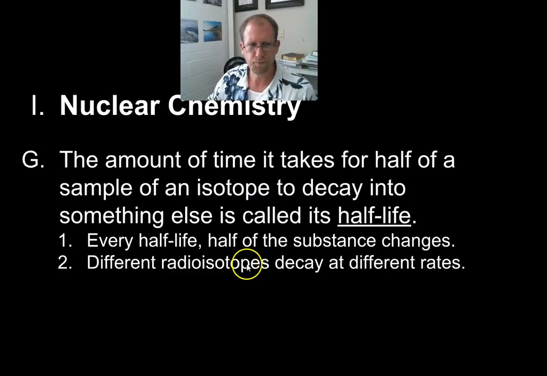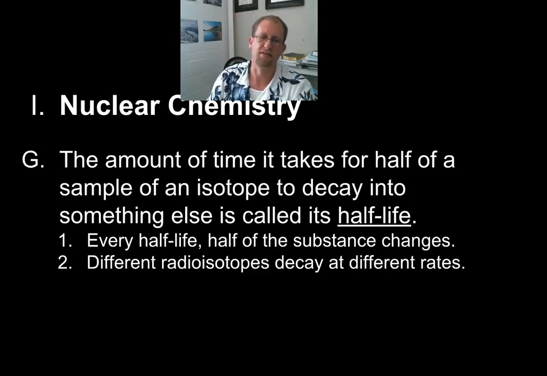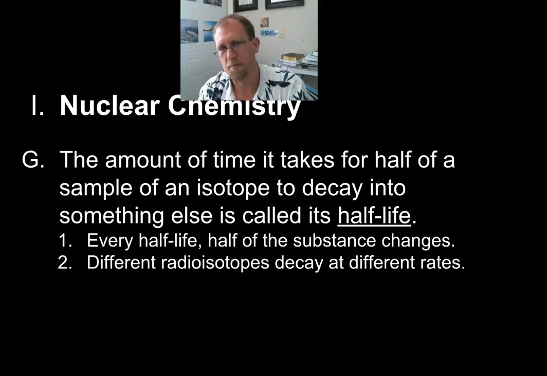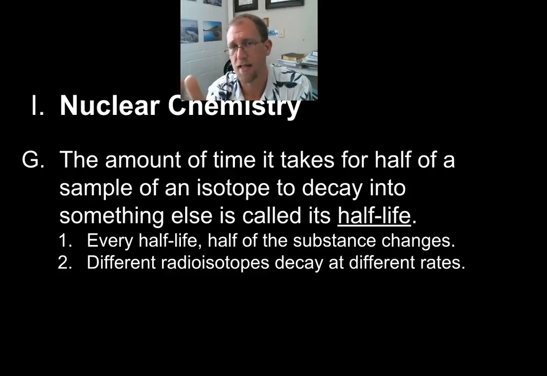Okay? The time that it takes for half of a sample of an isotope to decay into something else is called a half-life. So if you have element A, and element A decays into element B, the time it takes half of element A to decay into element B will be its half-life. And kind of counterintuitive, after 2 half-lives, the whole thing hasn't gone away. It's not linear, it's exponential.